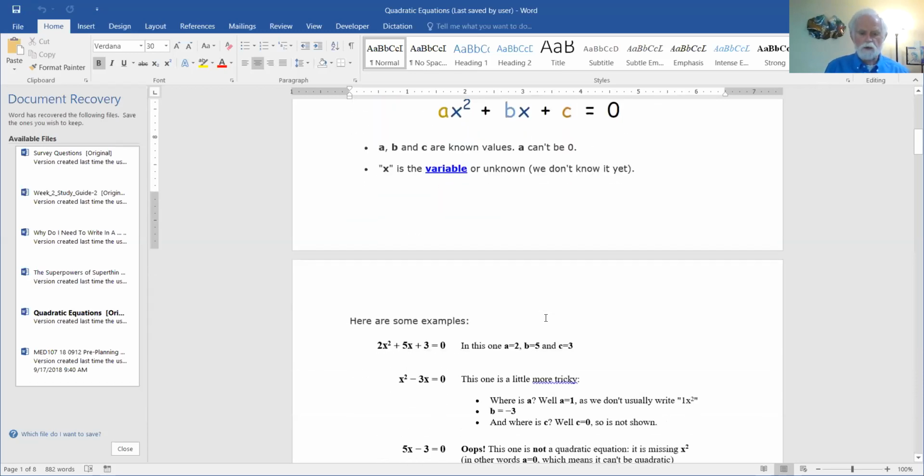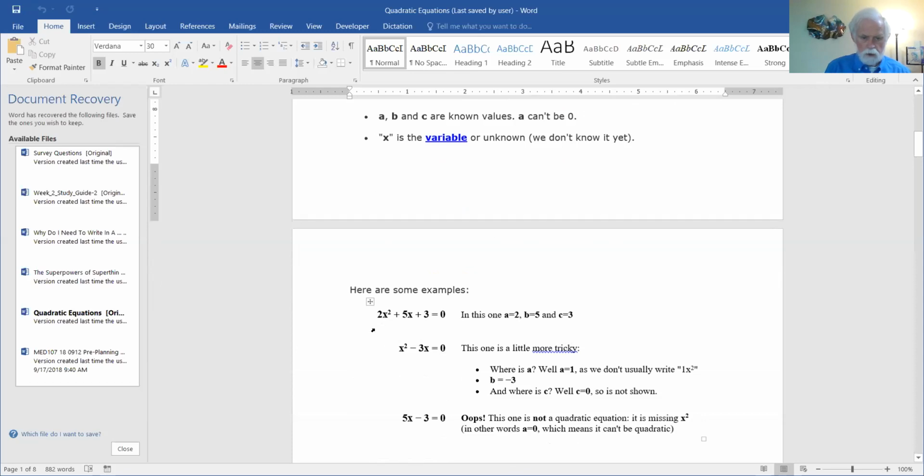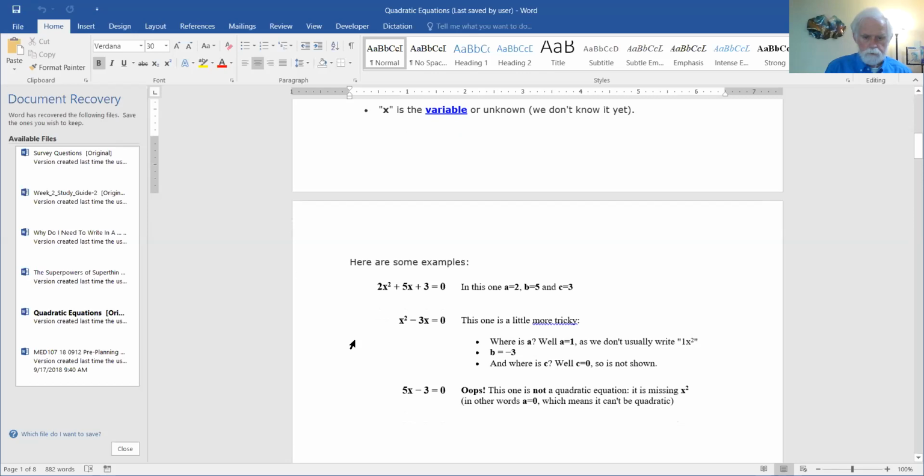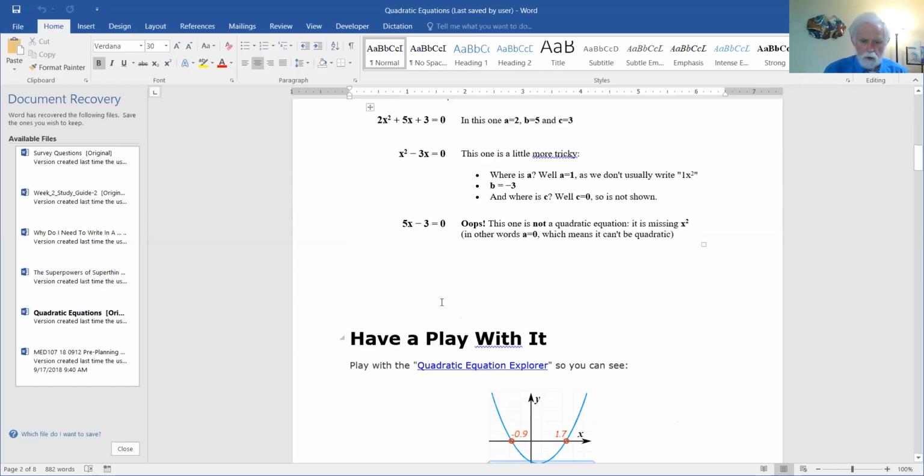There are lots of ways to solve them. Here is an example: 2x squared plus 5x plus 3 is 0. So a is 2, b is 5, c is 3. Here is another example: x squared minus 3x equals 0. Remember I told you if there is no term for c, it is 0. So we have only a, which is 1, and b, which is minus 3. Don't forget the sign.